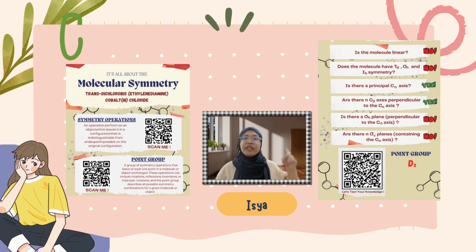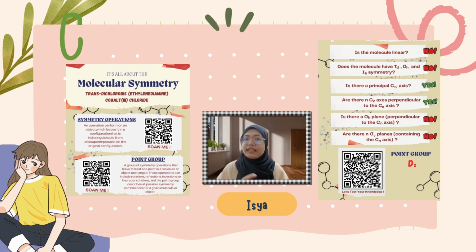Now, let's move on to the analysis part of our infographic. We use a flow of yes or no questions to determine the point group of the molecule. First, is the molecule linear? The answer is no, so we know it's not in a linear point group. Then we ask, does this molecule have Td, Oh, or Ih symmetry? The answer is also no, so we can rule out those high symmetry groups.